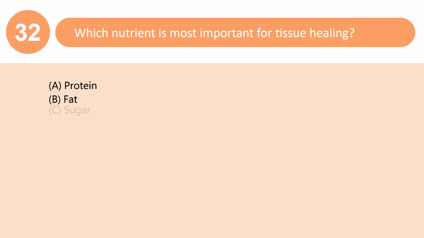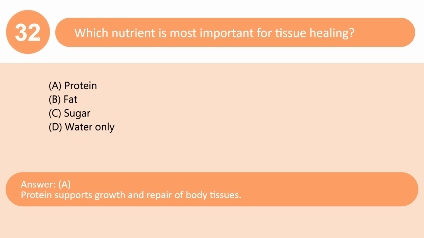Which nutrient is most important for tissue healing? A. Protein. B. Fat. C. Sugar. D. Water only. Answer: A. Protein supports growth and repair of body tissues.